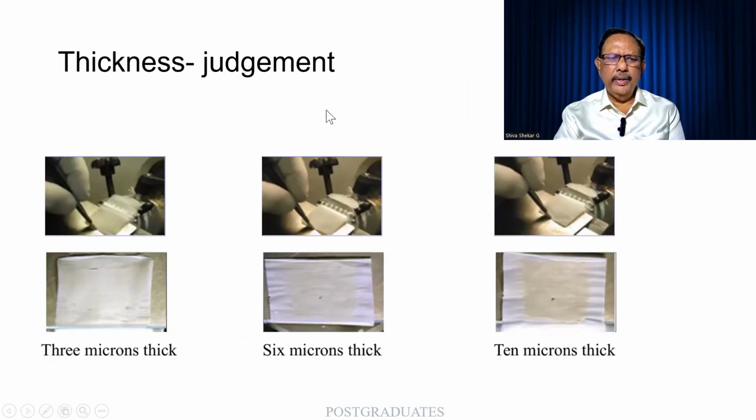Thickness is a judgment. So look at this over here. There are sections 3 microns thick, 6 microns, and 10 microns. Whatever you need, you will have to decide. When it is too thick, there can be a loss of the cellular details. Or when it is too thin, it might not be adequate. So that has to be judged.